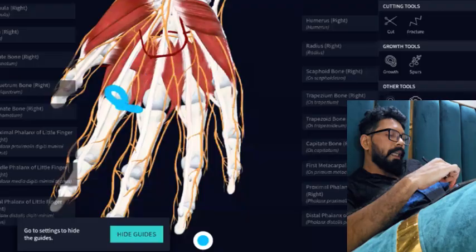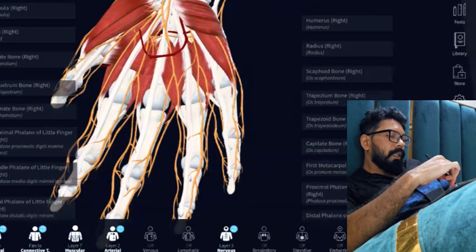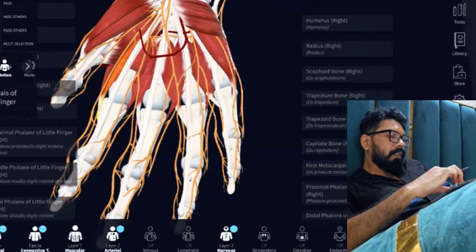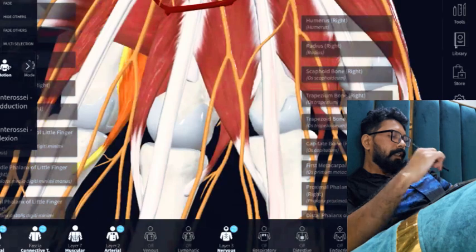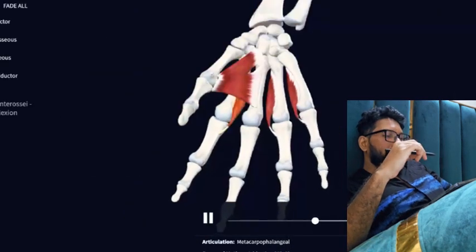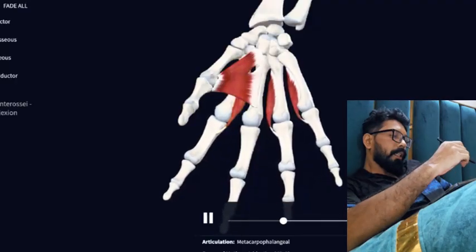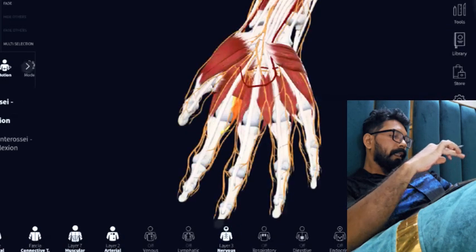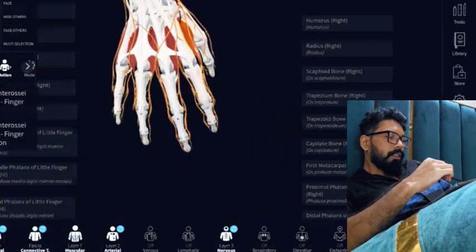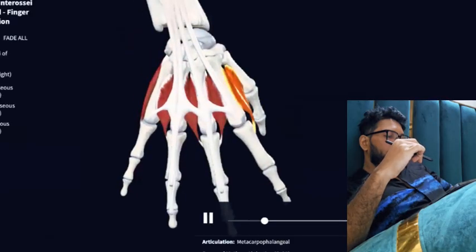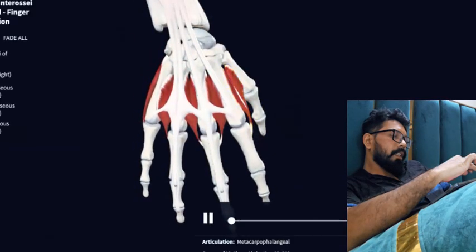Then we have PAD and DAB. Let me show you, you will remember better. So where are the PAD and DAB? This is our interossei. These are the palmar interossei, closing the fingers, closing the gaps between the fingers. Then we have the dorsal interossei, spreading the fingers like this. So this is our dorsal interossei.